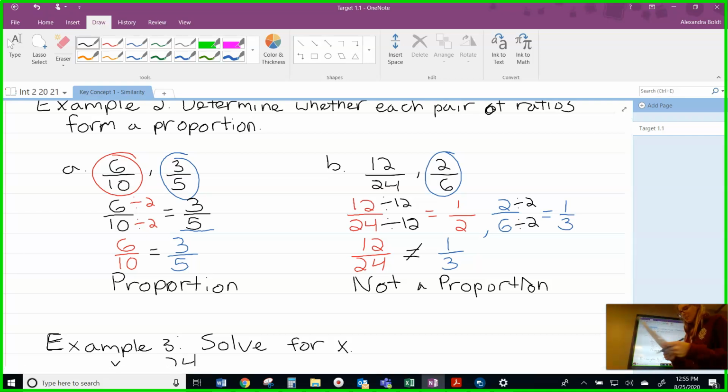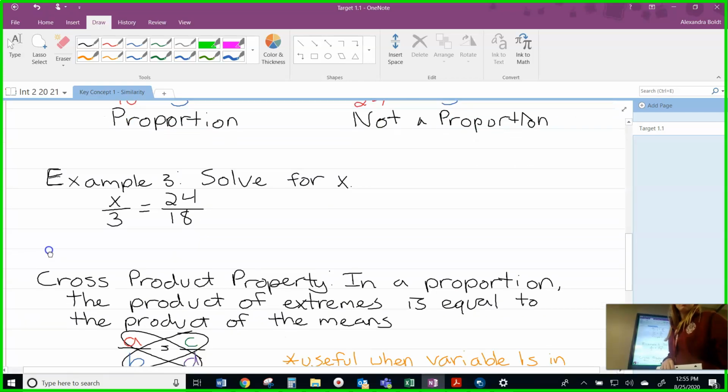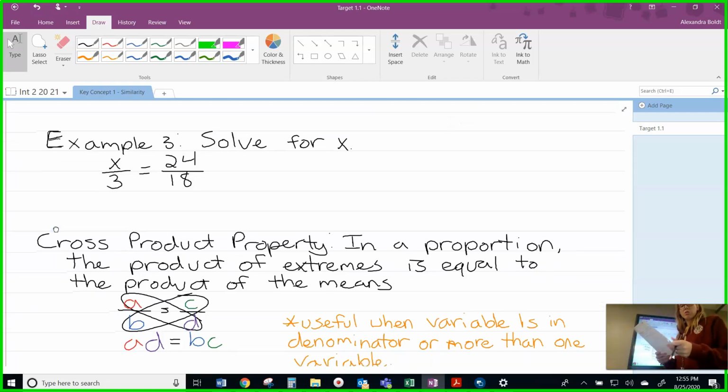Okay, looking at our next example, example 3. Example 3 says solve for x. We have x over 3 equals 24 over 18.